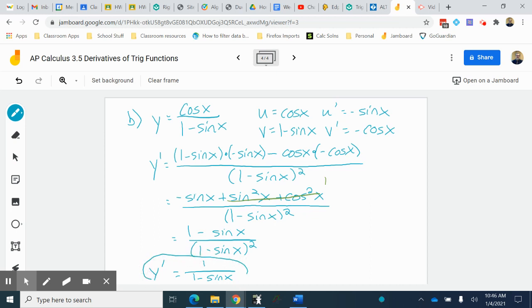Now, could you have stopped up here? Sure. Is that a much more complicated expression to work with if you actually need to do something with this? Why, yes, it is. This is the optimal.